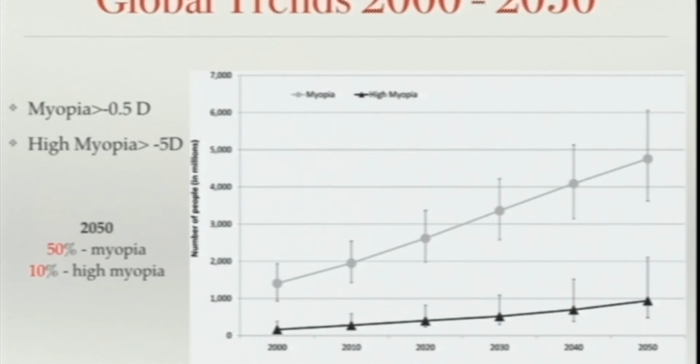This graph is quite interesting, showing the global trends for myopia between 2000 and 2050. They project that by 2050, around 50% of the world population is going to be myopic, out of which 10% is going to be highly myopic, high myopia being defined as anything more than -5 diopters. So you look at this graph, it's quite scary. This is where we are right now and this is where it's going to be.